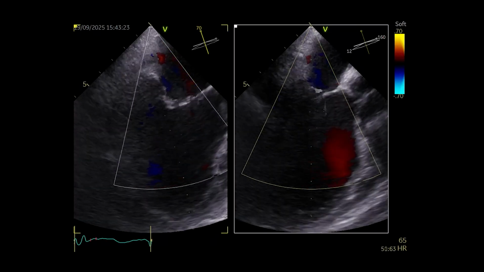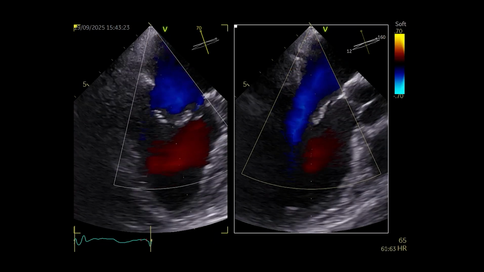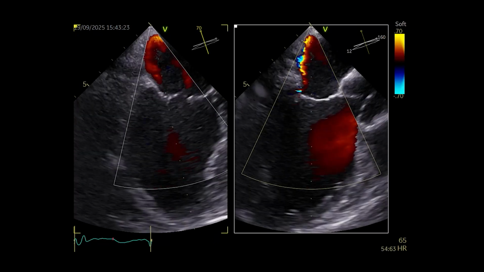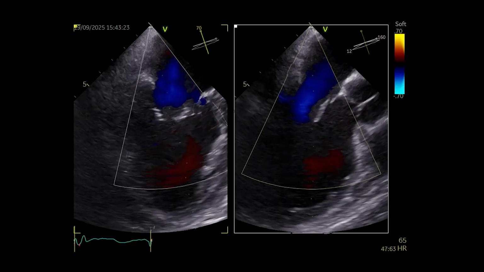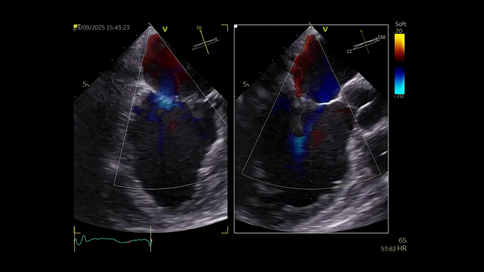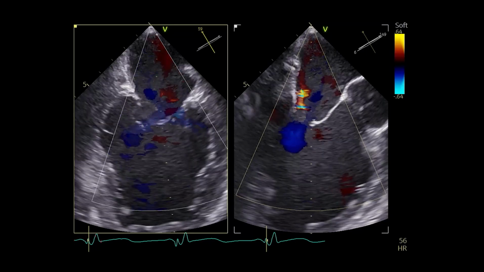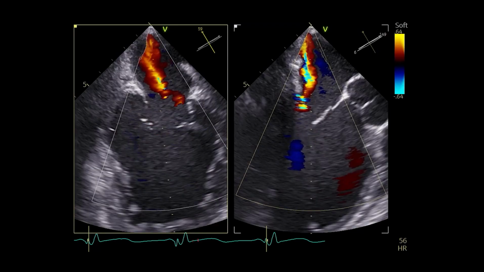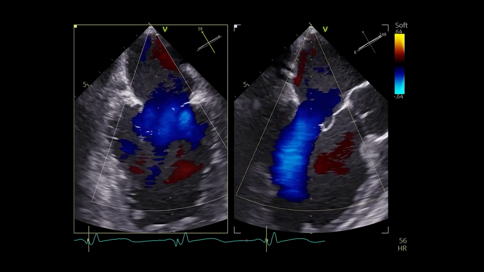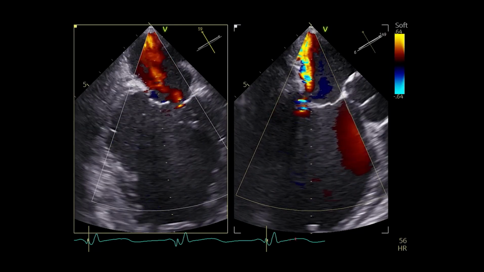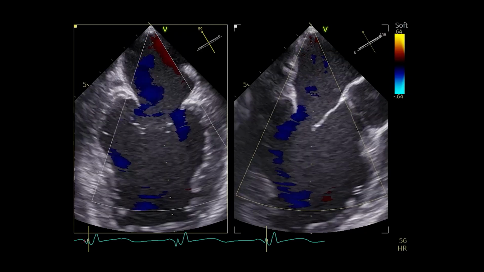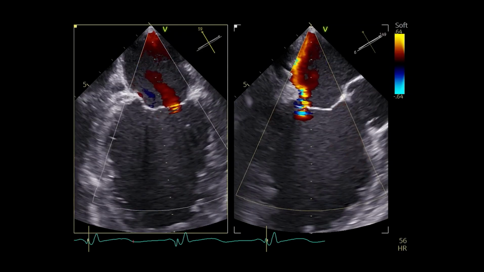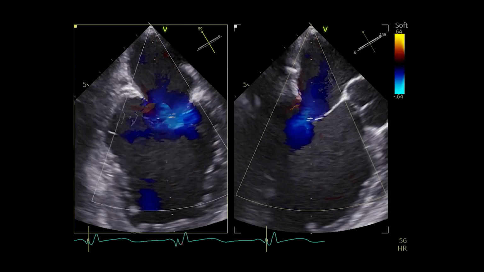Here you can see a sweep. In the lateral sweep, we can see there is significant MR. In the central one, you can see the MR, and in the medial one there is no significant MR. Okay. So basically, we are going first for the septal puncture.